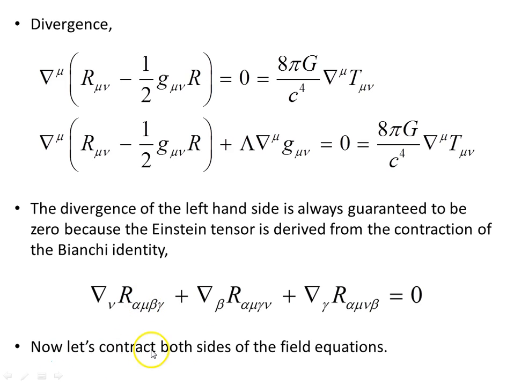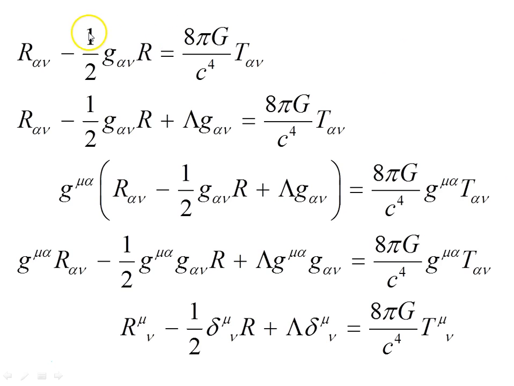Now, let's contract both sides of the field equation. Let's start with the field equation. Let's add in our cosmological constant term here, and let's multiply through by the metric with both indices raised, this object here, same on the other side. Just expand that out. Here we go. Let's look at this part here and see what happens there, and over here, and same over here.